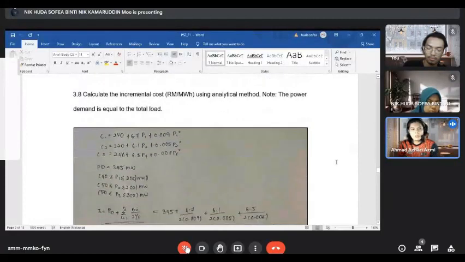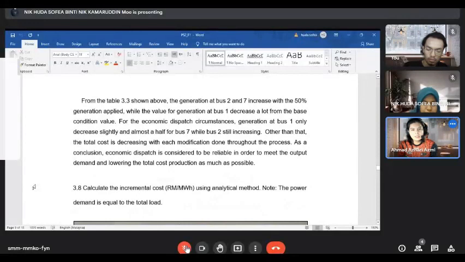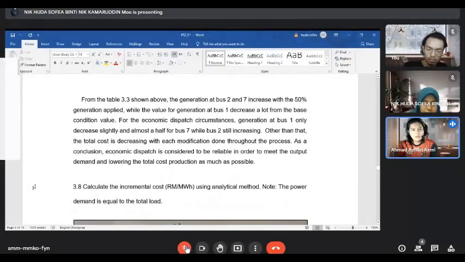From table 3.3, generation at bus 2 and bus 7 increases with 50% generation applied, while the value for generation at bus 1 decreases a lot from the base condition value. For the economic dispatch condition, generation at bus 1 only decreased slightly and almost half for bus 7, while bus 2 is still increasing. As a conclusion, economic dispatch is considered reliable in order to meet the output demand and lower the total production cost as much as possible.